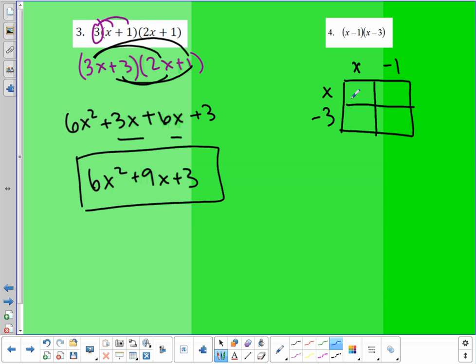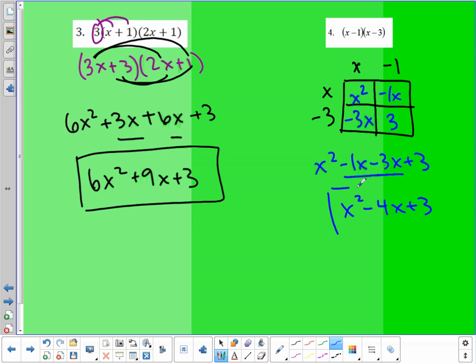X times x is x squared. X times negative 1 is negative 1x, or just negative x. Negative 3 times x is negative 3x. Negative 3 times negative 1 is positive 3. Write those terms out. Put your like terms together. x squared minus 4x plus 3. And that's what that looks like.